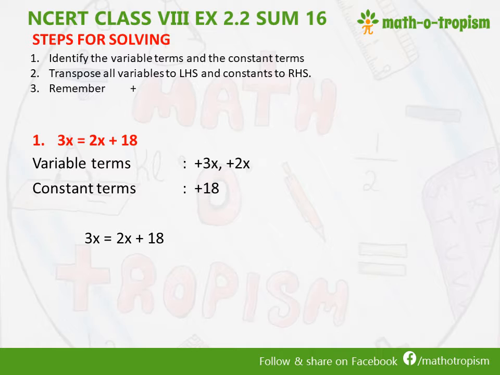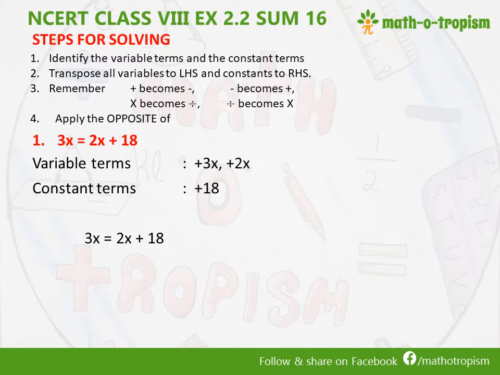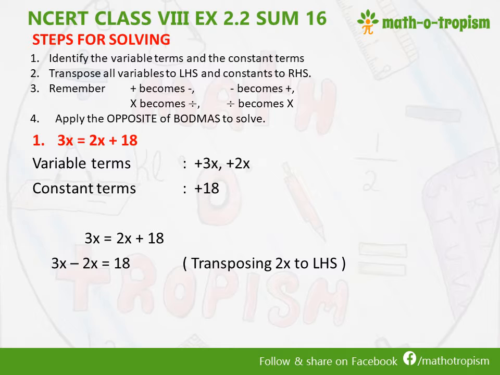Remember that before we transpose, the plus will become minus when it goes to the opposite side, and similarly minus becomes plus. Multiplication will become division, and division becomes multiplication when one number is going from left hand side to right hand side or vice versa. We need to apply the opposite of BODMAS to solve. So first we take 2x to the left hand side, so it becomes minus 2x. This is called transposing 2x to the LHS, that is the left hand side. Then we get x is equal to 18 if we simplify.